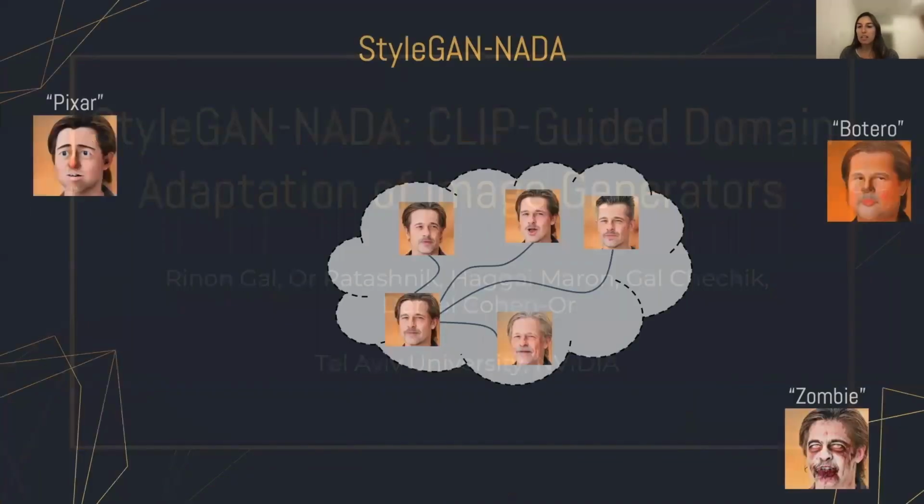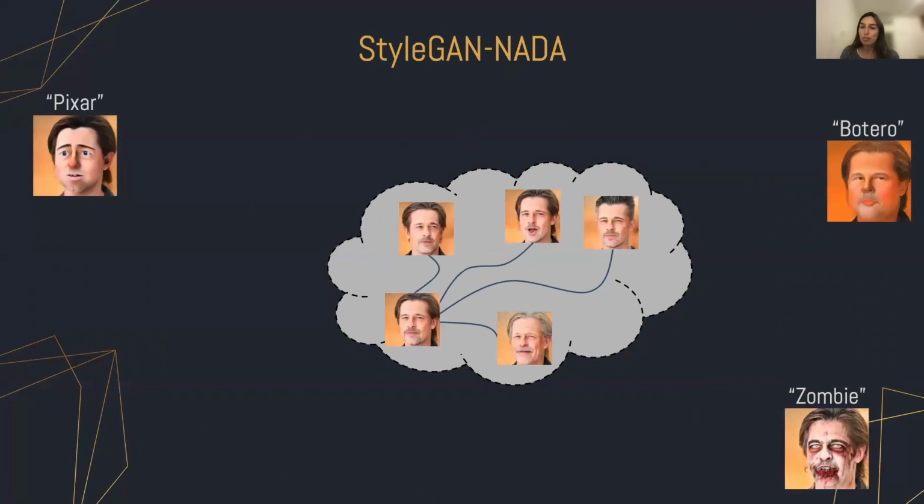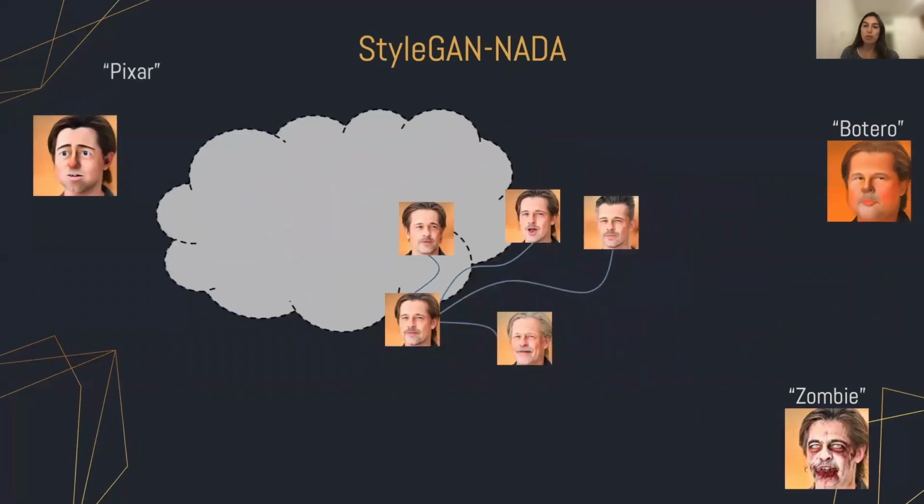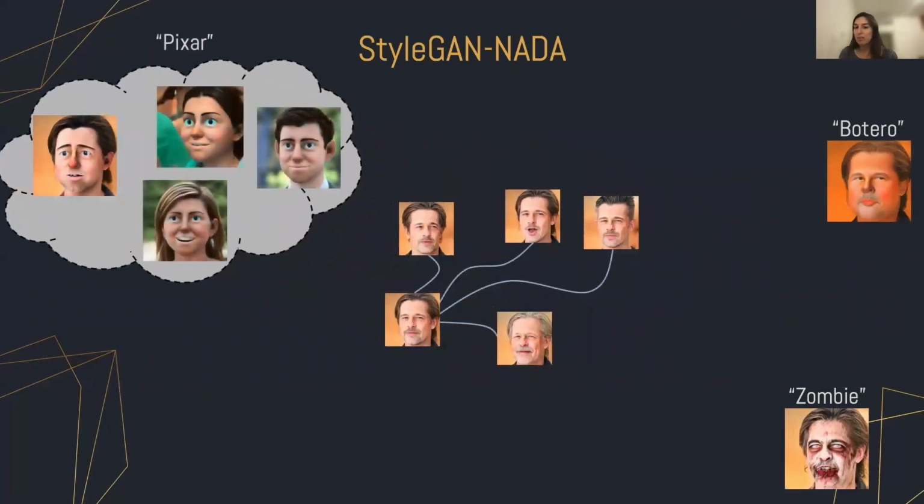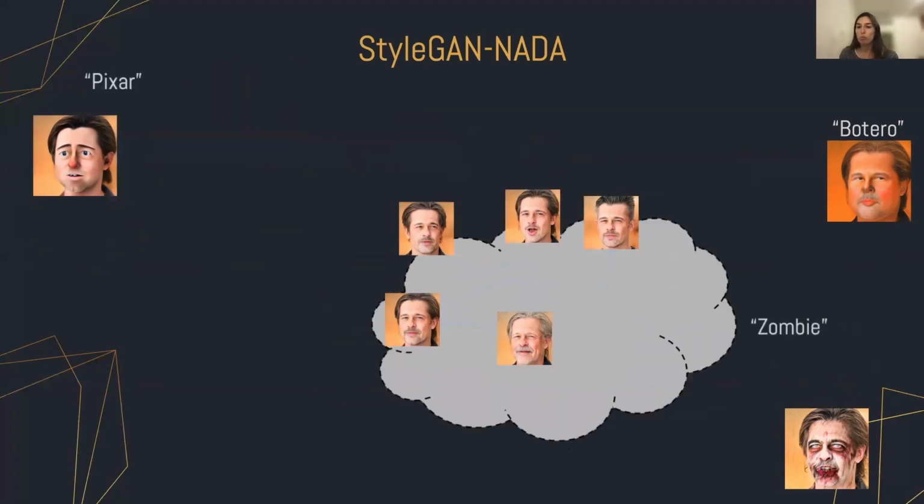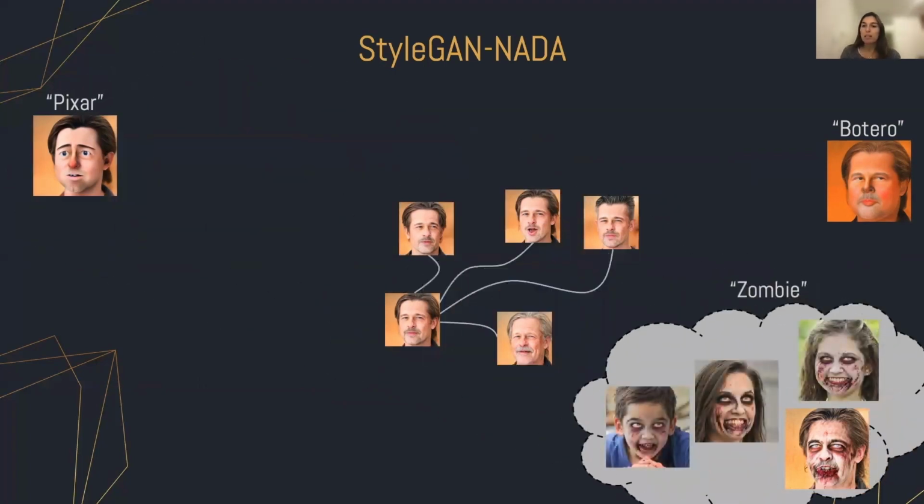This brings us to the next work that I'm going to talk about, StyleGAN-NADA. The key idea in StyleGAN-NADA is to shift the latent space of the original generator. So we can shift the latent space toward Pixar images or toward zombies. The shifting is guided by CLIP only, so the generator never sees an image from these target domains. So we actually do a zero-shot domain adaptation.